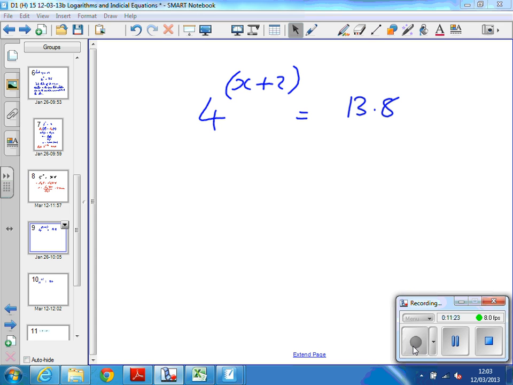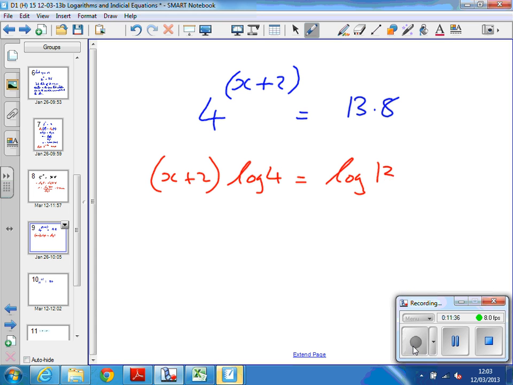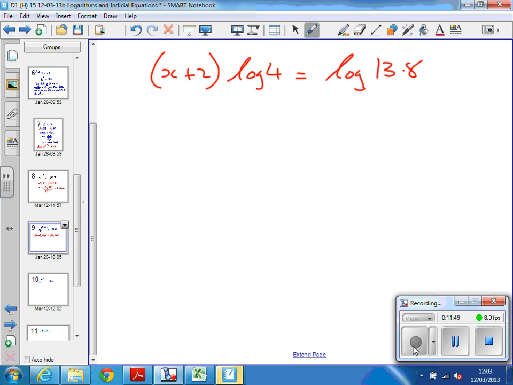Okay, so, right, first step, take log of both sides, which means that the x plus 2, still in a bracket, can come down and multiply. So that's the first step. It doesn't matter what the power is, it just comes down and becomes a multiply. In this case, the power is an expression, x plus 2. So, next step, divide both sides by log 4, that number, get rid of it. So x plus 2 equals log of 13.8 over log of 4.